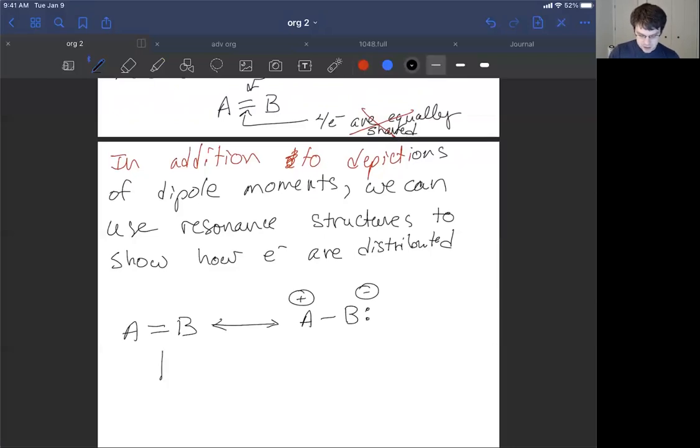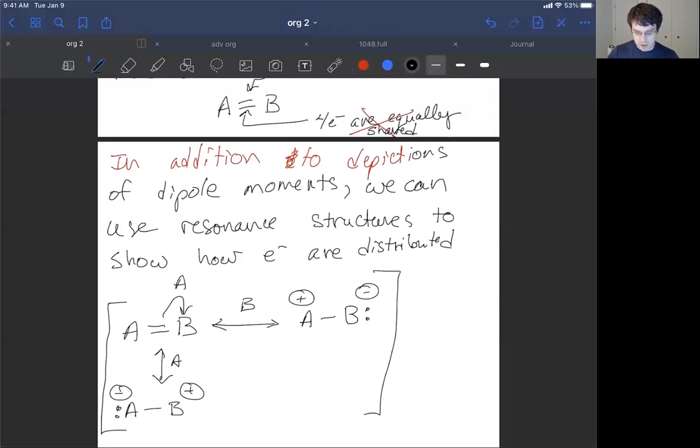We could just as easily push the electrons over to A to have a negative charge on A and a positive charge on B. And all of these are shown in brackets to represent that we have resonance structures describing a single molecule. Now we can actually use curly arrows to do this. If we call this pathway A and B respectively, then I would say we could use a curly arrow.